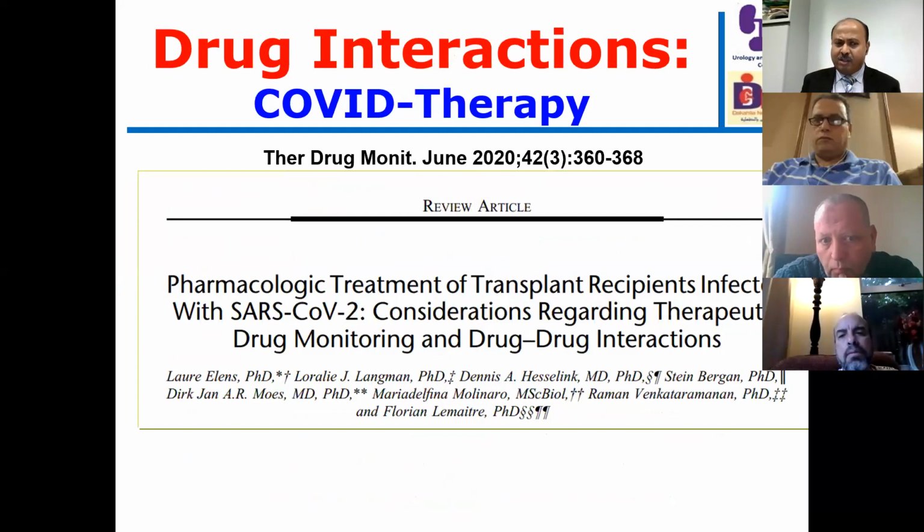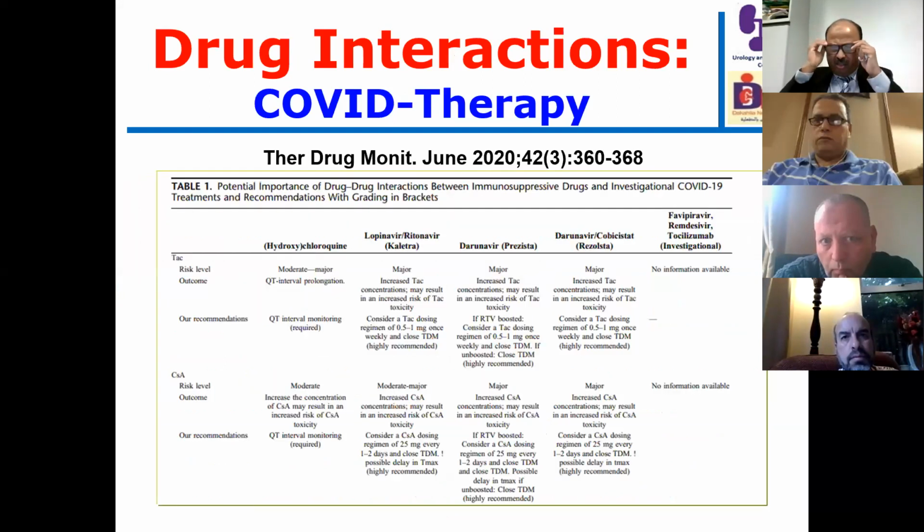This is a very recent article, showing pharmacological treatment of transplant recipients infected with COVID-19. And the main focus of this article is consideration regarding therapeutic drug monitoring and the drug-drug interactions. So let us take it one by one.